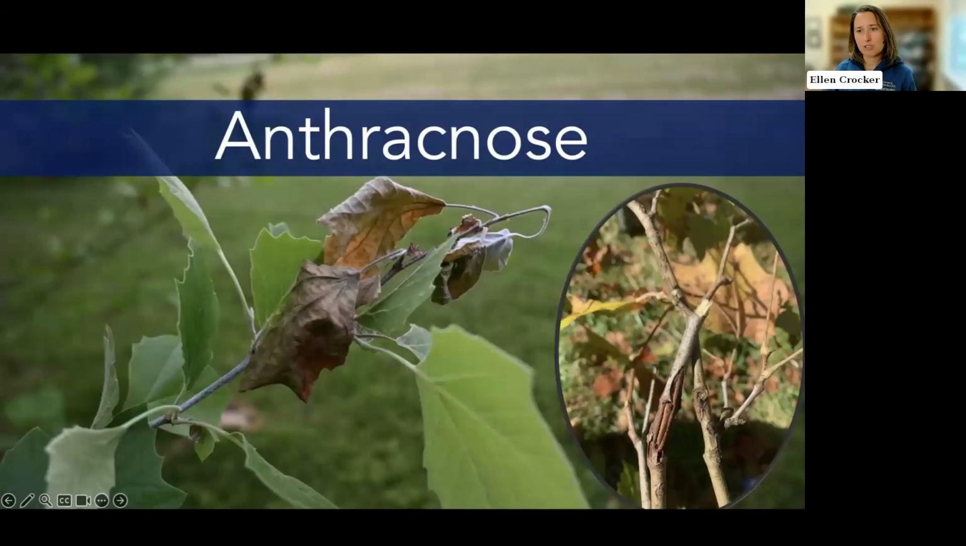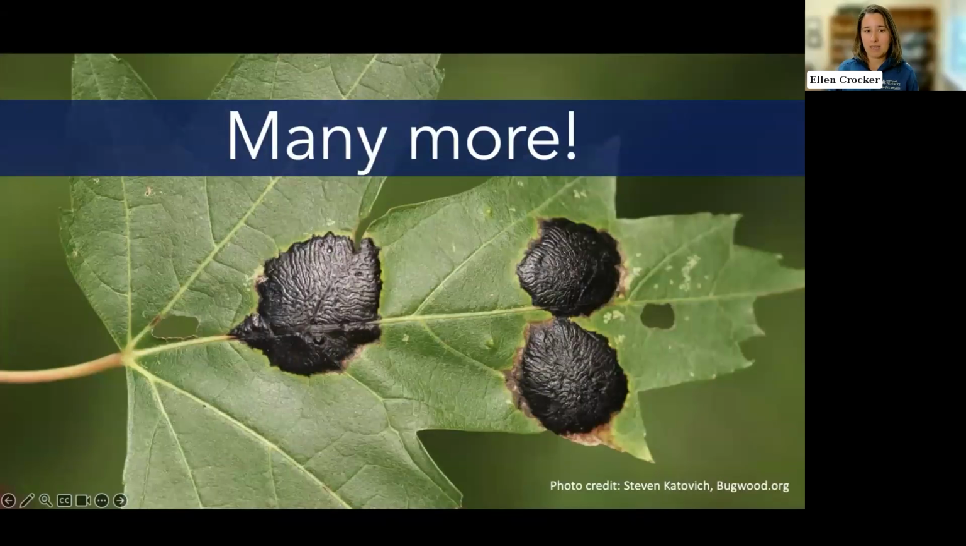So anthracnose, super common on trees. Most of the time, not a big deal. Occasionally, if the weather conditions are right, if the tree species are right, you can get more of it. But there are lots of them. And this is one called tar spot of maple that's popping up this time of year. And it's one that I wanted to use as an example because it can look bad.